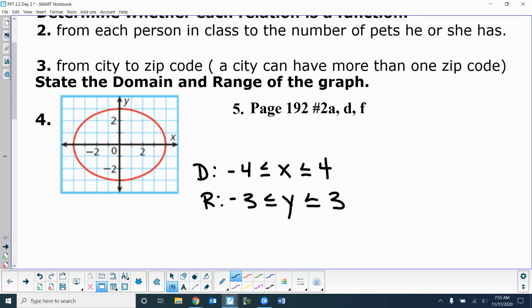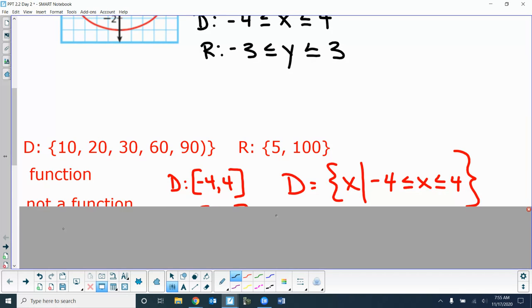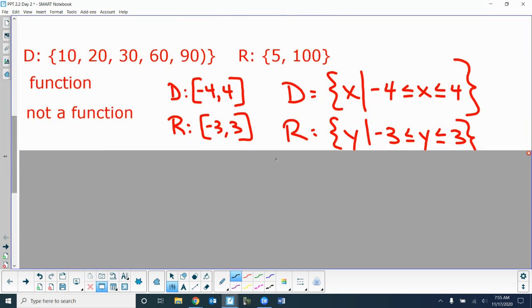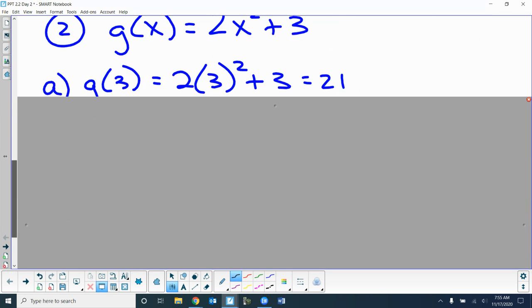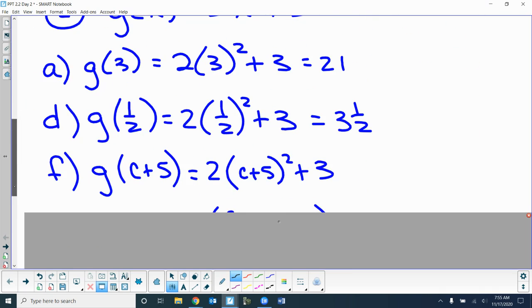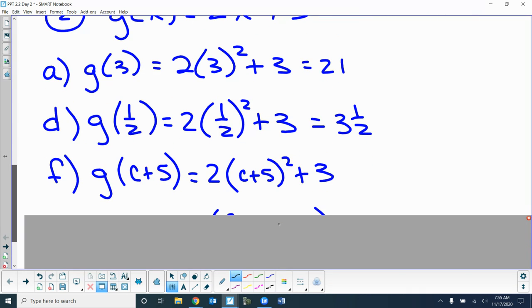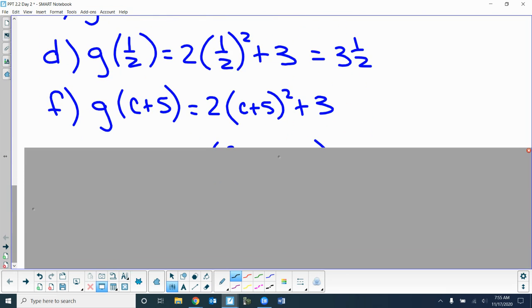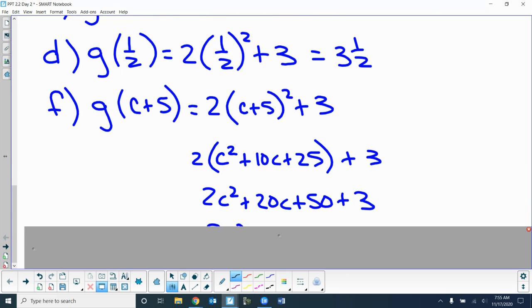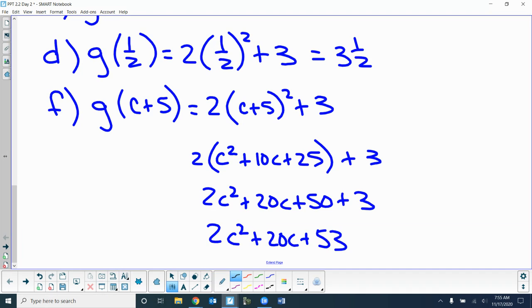Number 9 was a piecewise function. Let's look at that one. There's the interval notation. There's set-builder notation, depending on what it said. All right. This was number 2. I don't know why we had that in there, but let's do this. I think I had number 9 in here, maybe. Thought I got rid of that. There we go. Guess I don't.